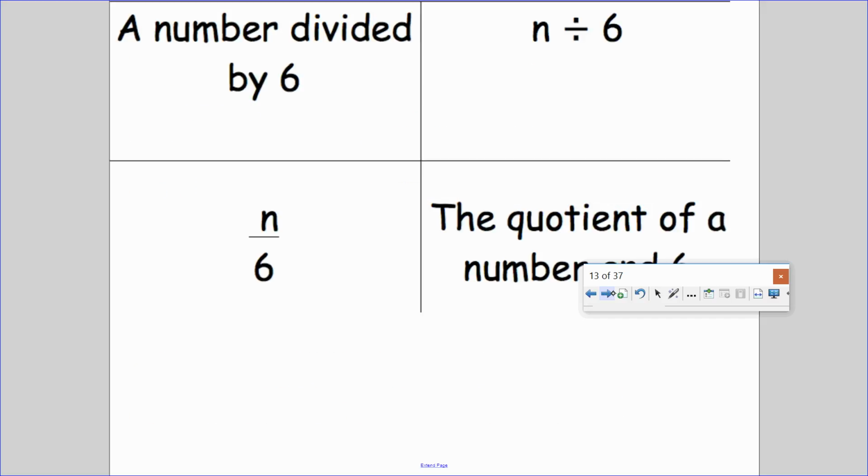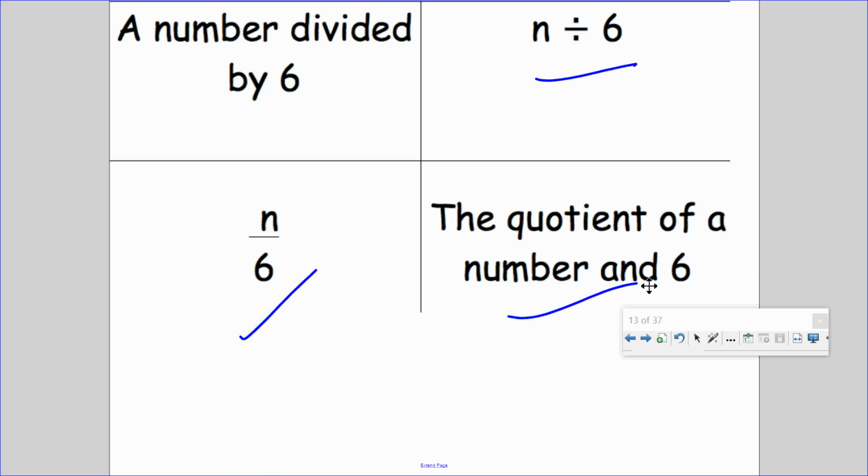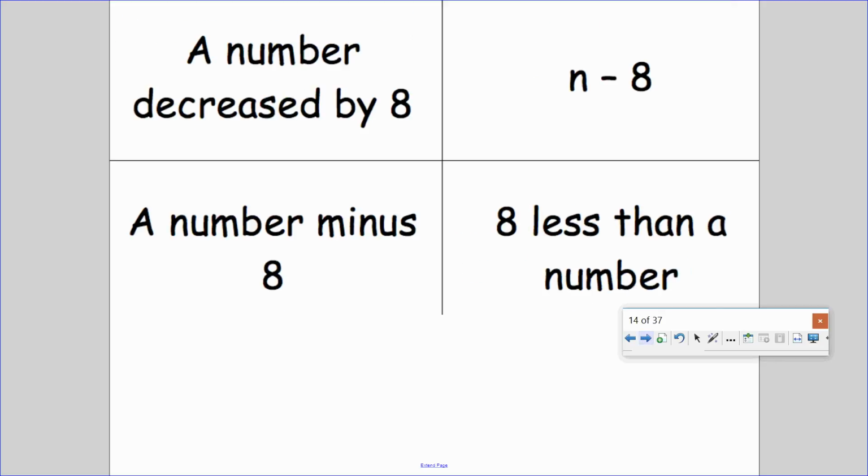In our next activity, you'll be given one of these statements. You will have to find people who have the exact same thing, a match. N divided by 6 can be rewritten as the quotient of a number and 6, and a number divided by 6. All of these are equivalent. For example, a number decreased by 8. You know a number, you're going to decrease it, take away 8 from that. A number minus 8, 8 less than that. All these mean the same thing.